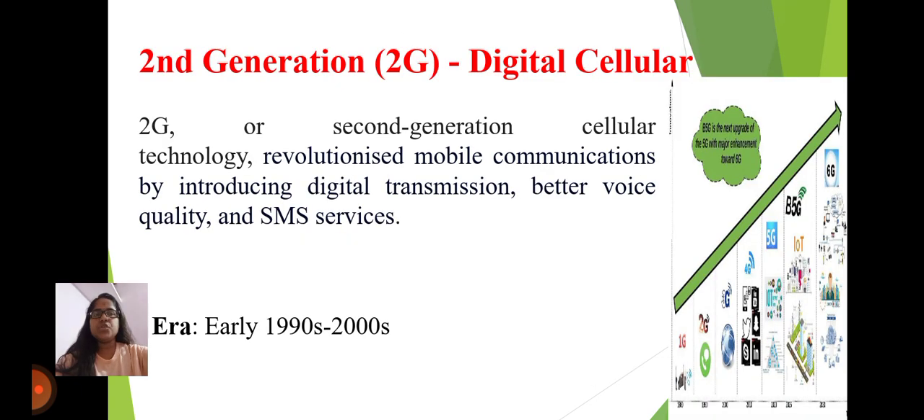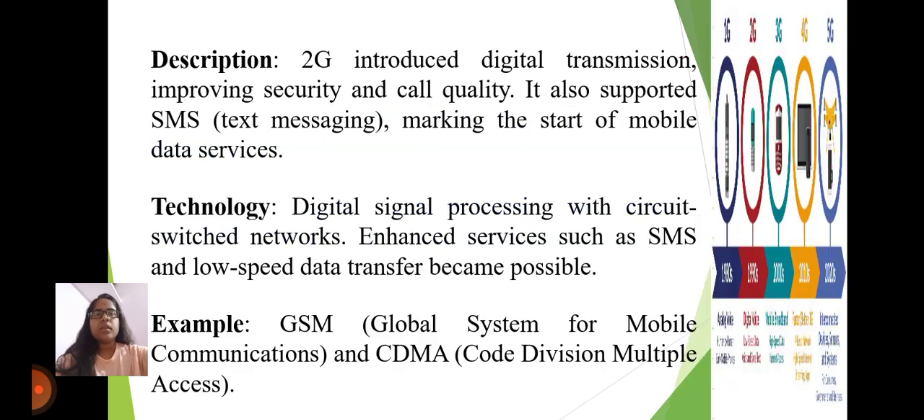Second generation, 2G, which is digital cellular. 2G or second generation cellular technology revolutionized mobile communications by introducing digital transmission, better voice quality, and SMS services. Era is early 1990s to 2000s. Description. 2G introduced digital transmission, improving security and call quality. It also supported SMS text messaging, marking the start of mobile data services.